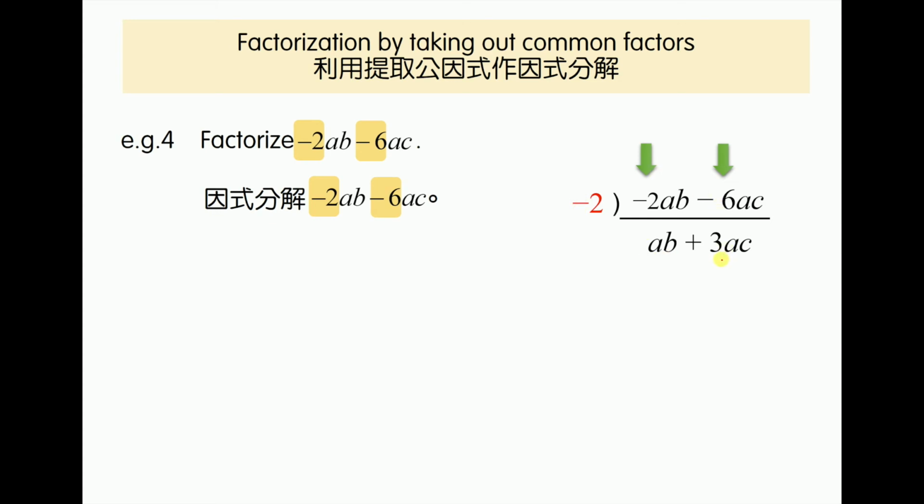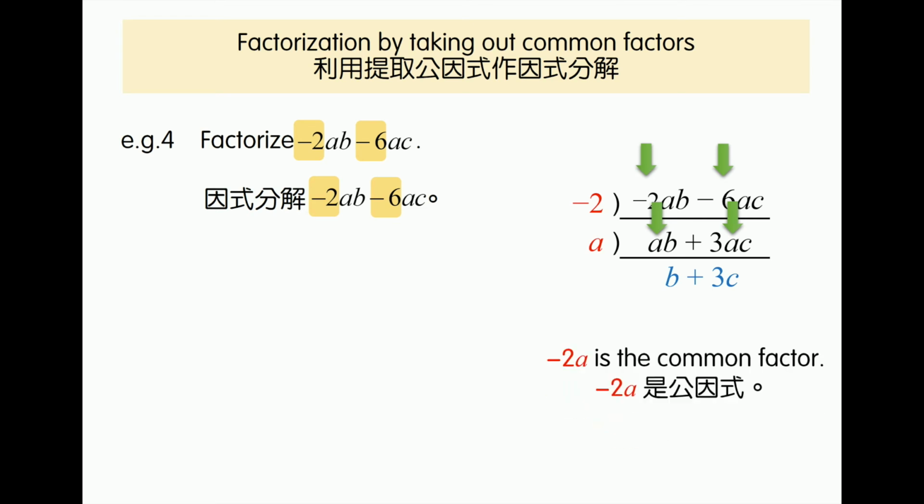Now we keep doing it. We see the term a, so then we keep taking out a. But this time there is no more negative numbers, so we only take out positive a. We are left with b plus 3c. Now the blue part really has no more common factors. We only took out negative 2a.